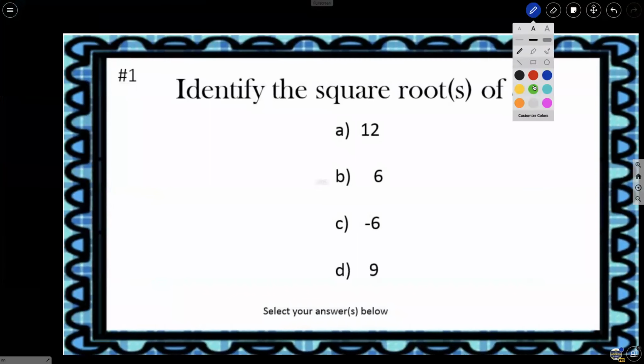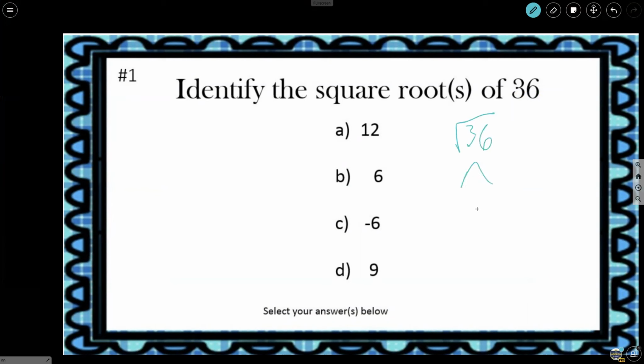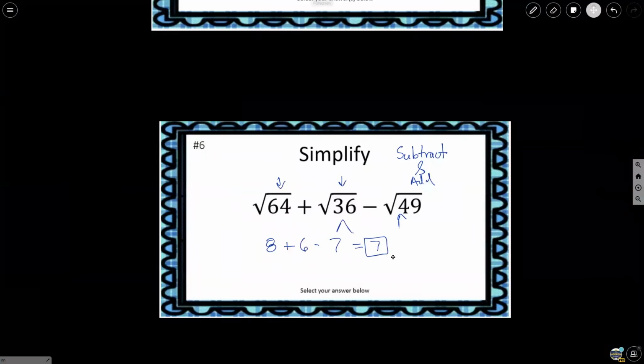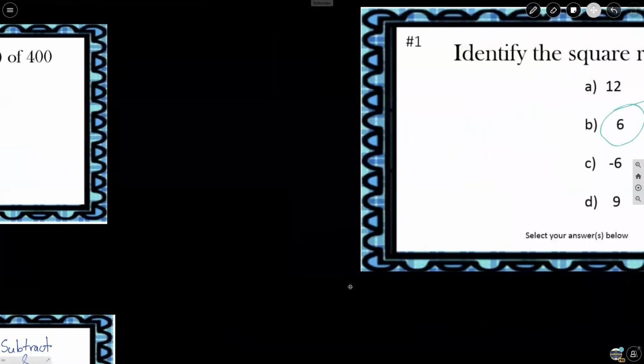All right, last one. We got the square root of 36. We just did this one actually. We know that square root of 36 is just 6 times 6, so that just gives us 6. And then let me double check the other one because that was actually the same thing here. Yep, 6. All right, good job.